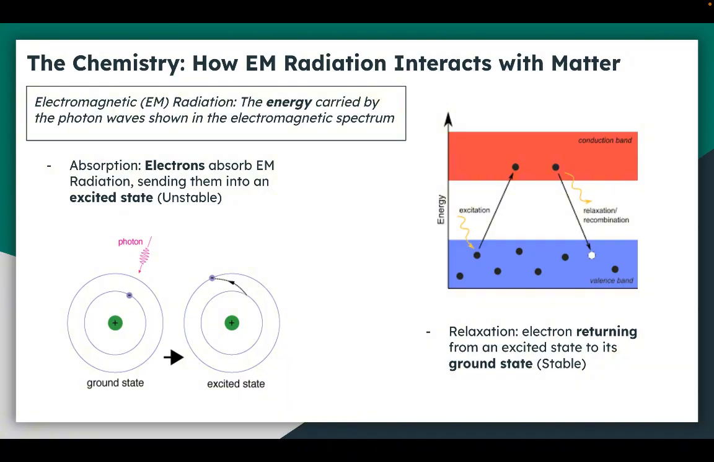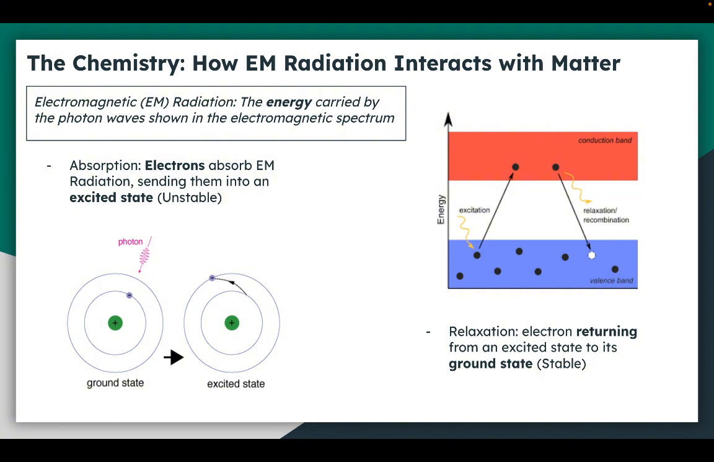Now, getting more into the chemistry side of things, how is it that EM radiation interacts with the matter that it comes into contact with? Well, EM radiation can be described as the energy carried by the photon waves shown in the EM spectrum as seen before. What happens when these waves come into contact with molecules and their electrons is something called absorption. This means that the electrons absorb EM radiation, sending them into something called an excited state. All this means is that the electrons are absorbing this energy and they're moving further away from their nucleus.